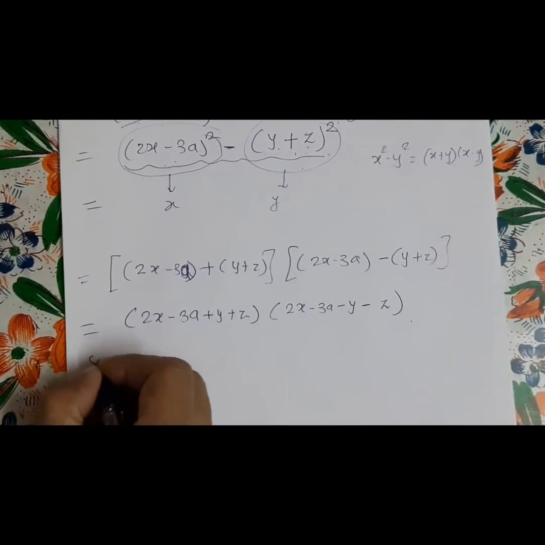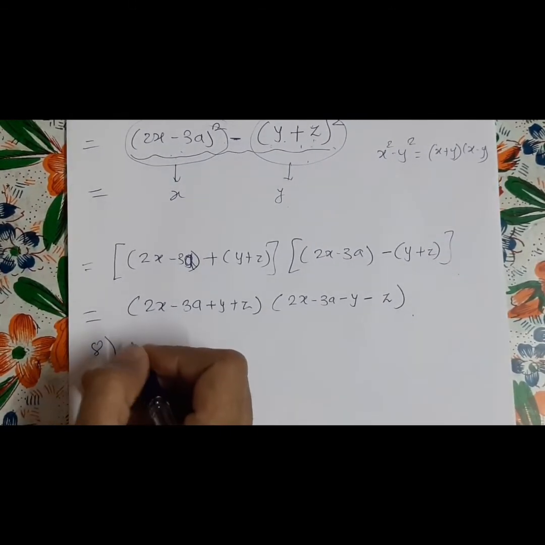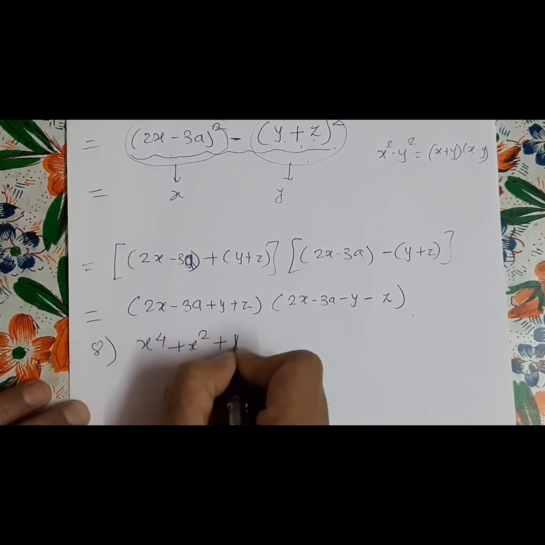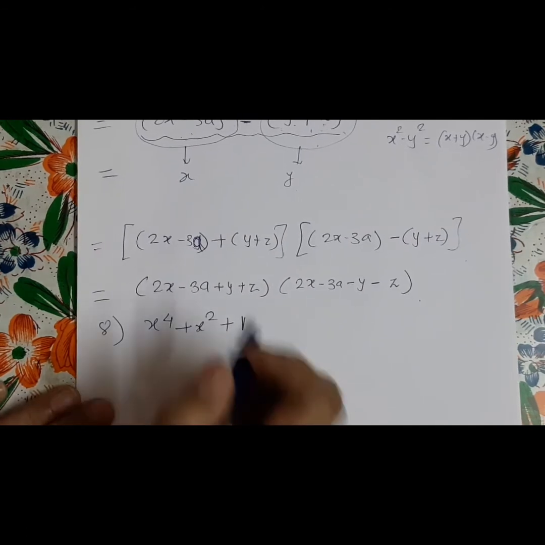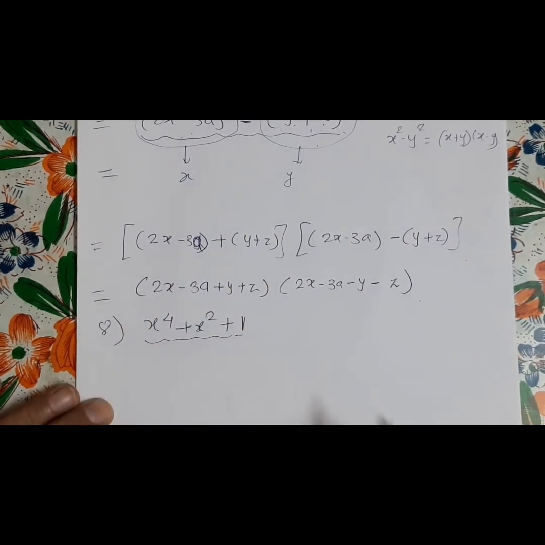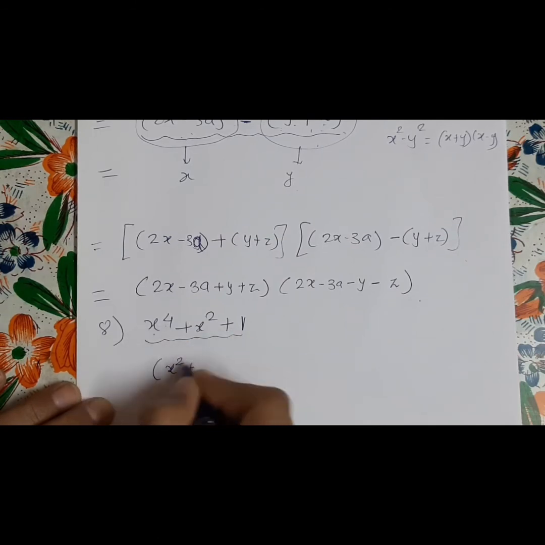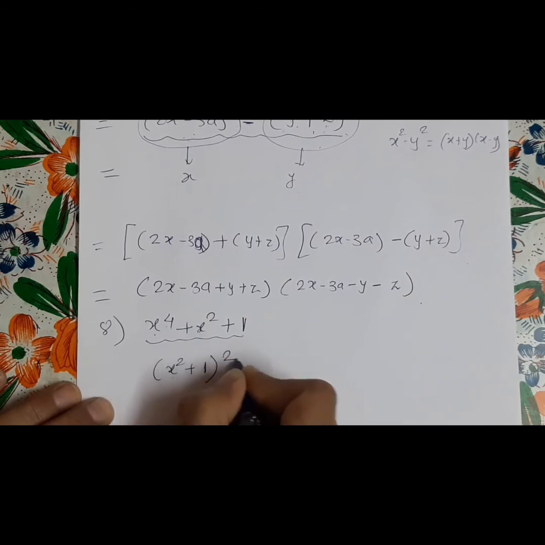Now the next example we'll consider. Here it is x raised to 4 plus x square plus 1. Now if you consider this quadratic equation, can we write directly its factors as we followed the method in the above example? That is, instead of this we can write it as x square, the square root of the first term, plus the square root of the second term, which is 1, and its square.